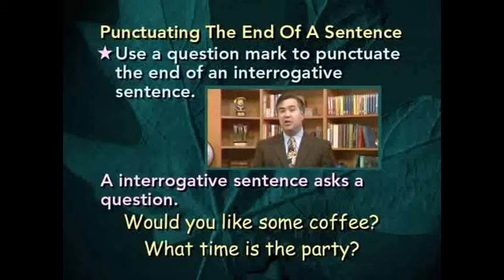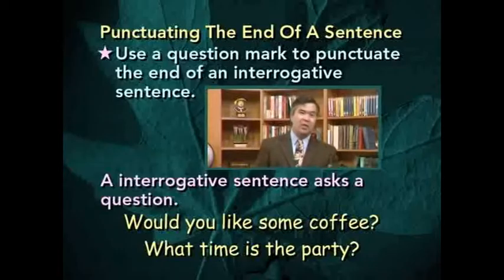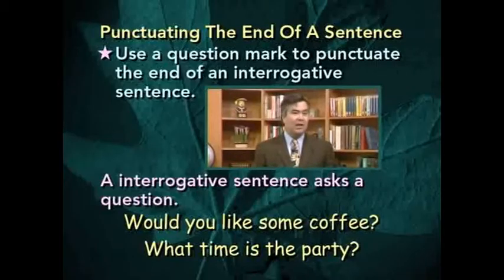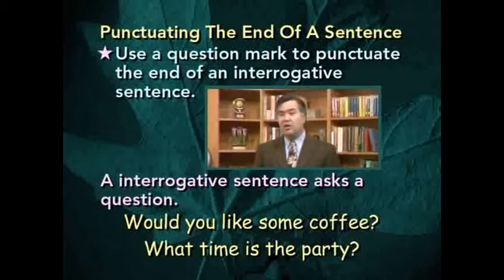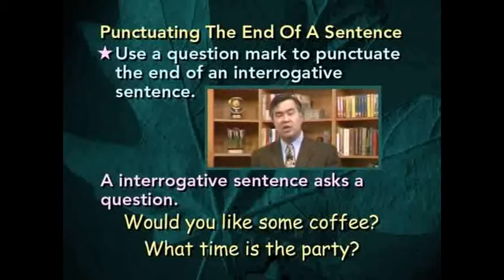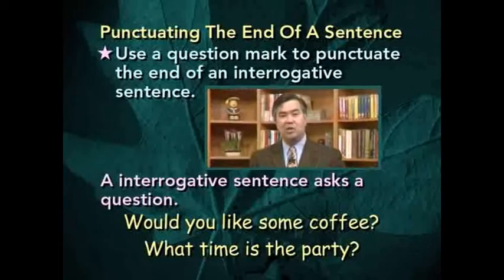They ask questions. And notice that they are read slightly differently. Your voice turns upward a little bit at the end of an interrogative sentence. Putting a question mark at the end of the sentence makes it very clear to the reader that this is an interrogative sentence, one that asks a question, and that needs to be read in that special tone of voice.